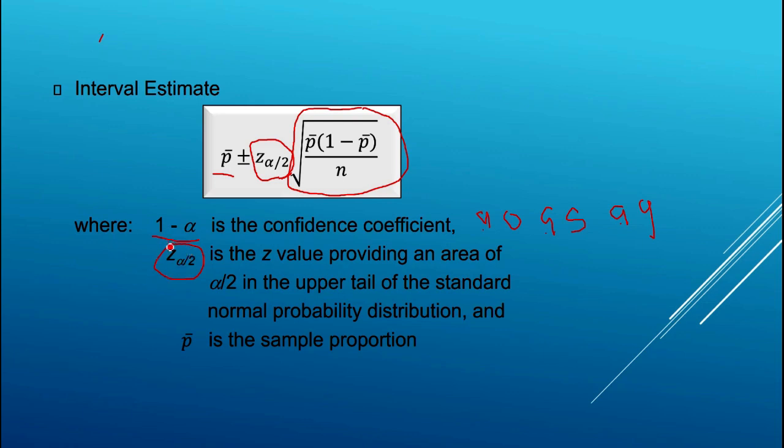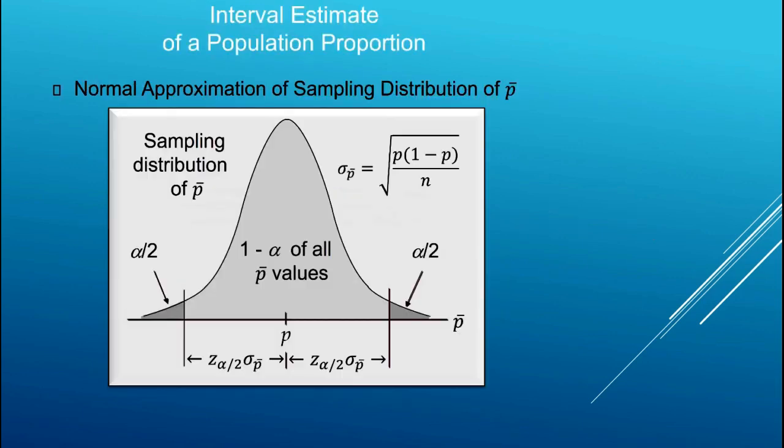So we're going to go to the z table, or we'll look up the z value on the t table. And then p bar, of course, is the sample proportion. So all we have to do is get all the right pieces and put them in the right places, and we get our interval estimate.